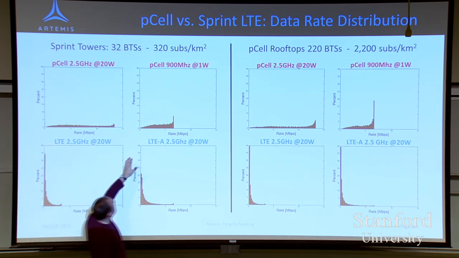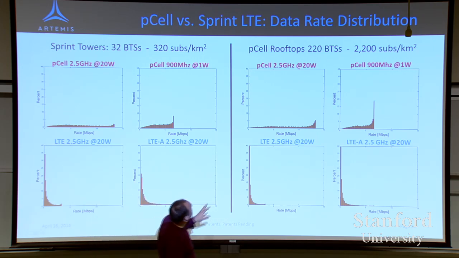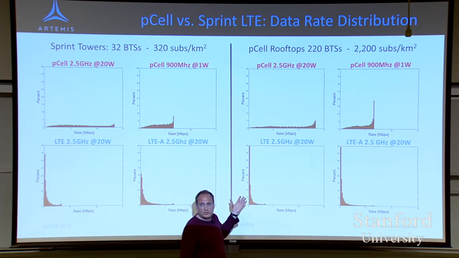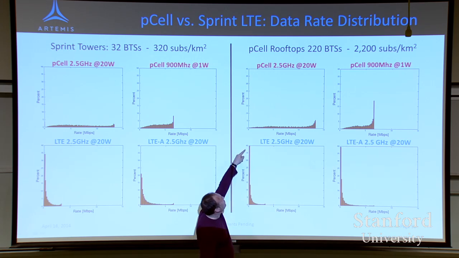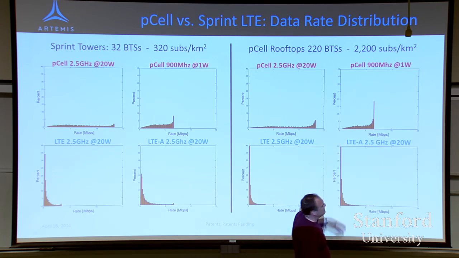And then at 900 megahertz, it's amazing. About 7% of the users are at peak performance for what is available. Then if we go to 220 rooftops, again 100 users per cell, this is a massive deployment, okay, in terms of capacity. And as you can see, 40% of the users are getting nothing, and then a few are getting something. And LTE Advanced, again, 40% are getting nothing.